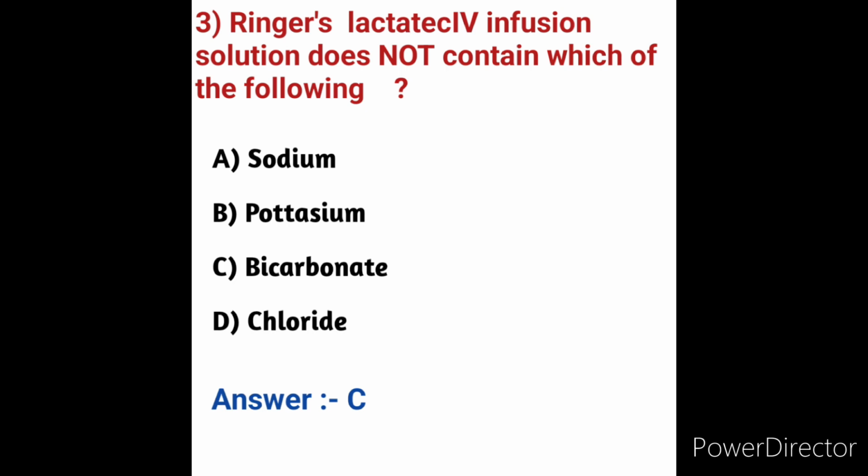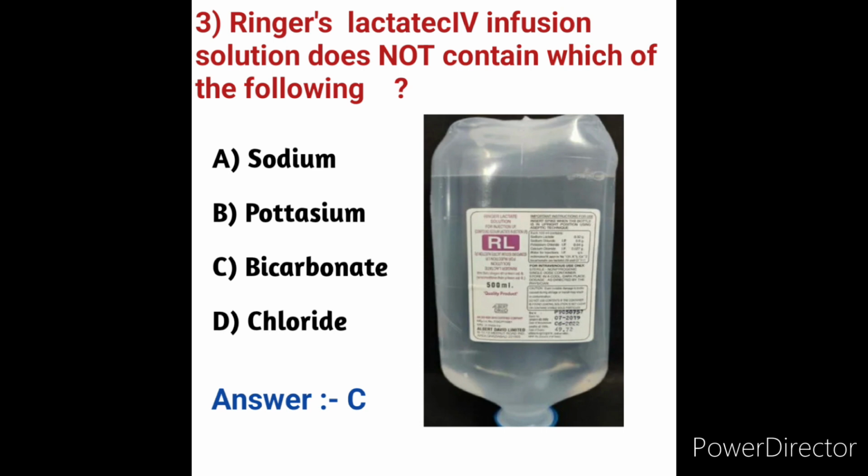I will explain here. Ringer's lactate contains sodium, chloride, potassium, calcium and lactate in the form of sodium lactate. It contains lactate, which is converted to bicarbonate, sometimes for correction of metabolic acidosis. But in Ringer's lactate, bicarbonate itself is not contained. So here option C is the correct answer. Here in this picture we can see Ringer's lactate. Next, move on to question number 4.